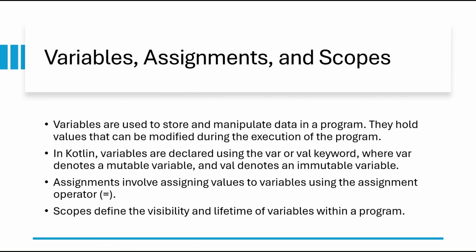Variables are used to store and manipulate data in a program. They hold values that can be modified during the execution of the program. In Kotlin, variables are declared using the var or val keyword, in which the var keyword denotes a mutable variable, and the val denotes an immutable variable. So if you want to change a value over time or during the execution of the program, you use the var keyword, and otherwise we use val for static values.